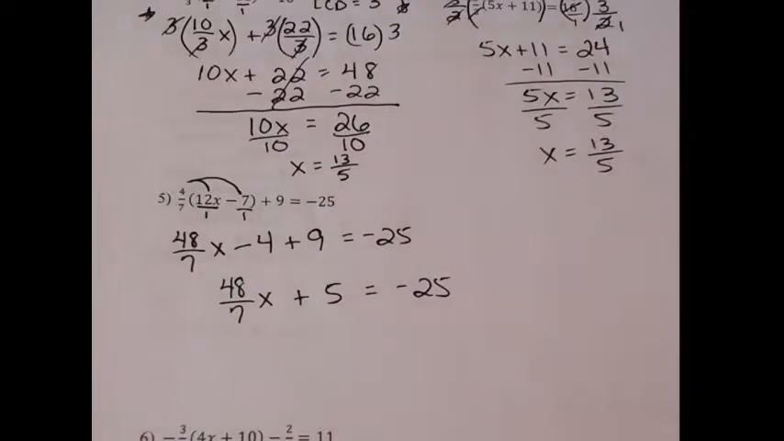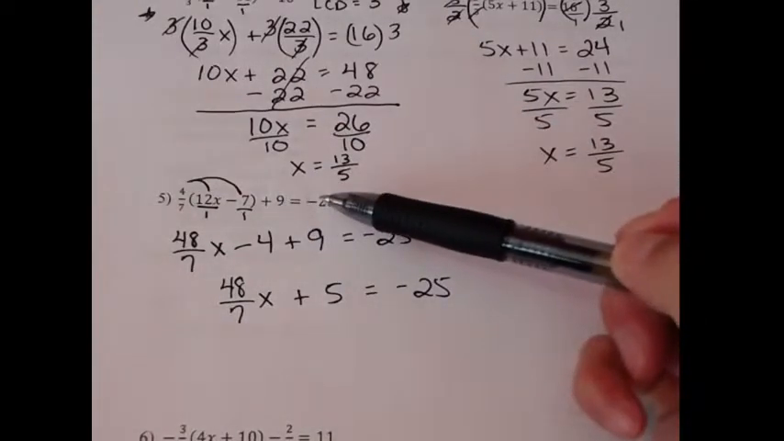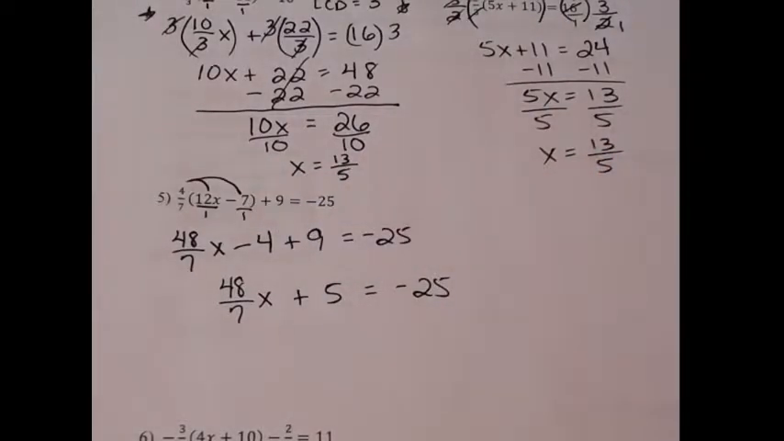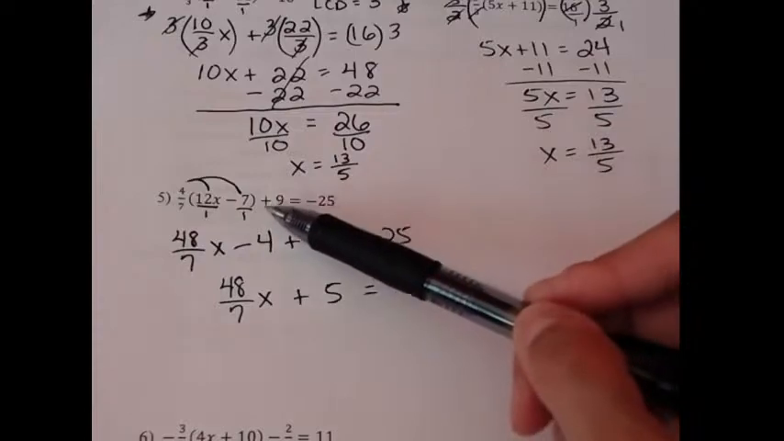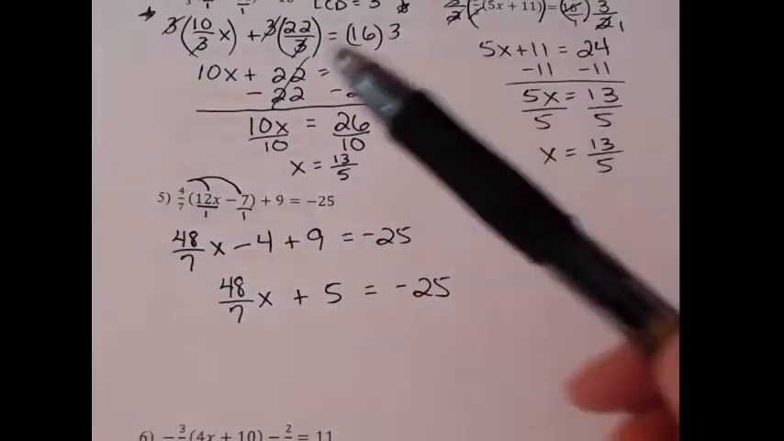Oh, Hannah, excellent question. Hannah asks if we could subtract the 9 first before distributing. Yes, absolutely, you totally can. You could just subtract the 9, bring it over, and then distribute, etc.